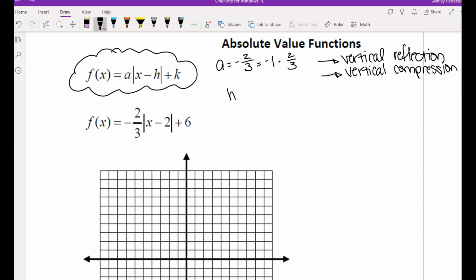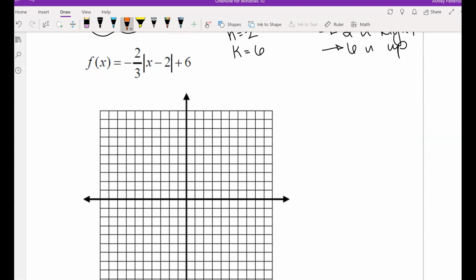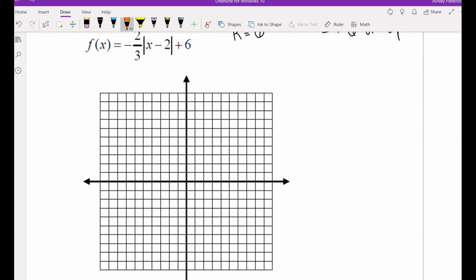We can see that h is 2, which means we're going to go 2 units to the right. h is our horizontal, remember? Our horizontal translation. And k is 6, so we're going to go 6 units up. Sweet, let's graph it. We know that (h, k) is (2, 6), so that is our vertex: 1, 2, 3, 4, 5, 6. And then I'm going to go down 2 and over 1, 2, 3 to the right, and down 2 and over 1, 2, 3 to the left. Do it again, 1, 2, 3.